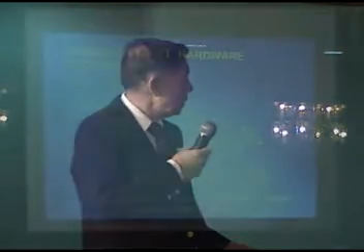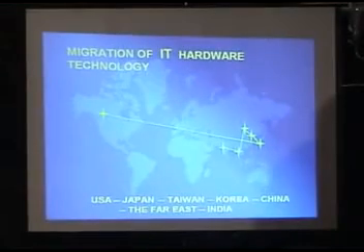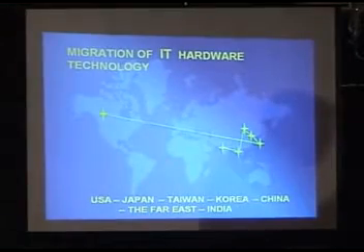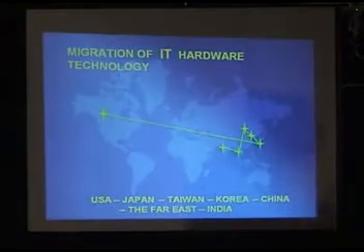So the thing that I would like to show now is, where is information technology going, or where has it gone? And of course, IT and the computer started in the United States. Then it migrated into Japan, Taiwan, Korea, China, Southeast Asia, and India. And where is the Philippines?